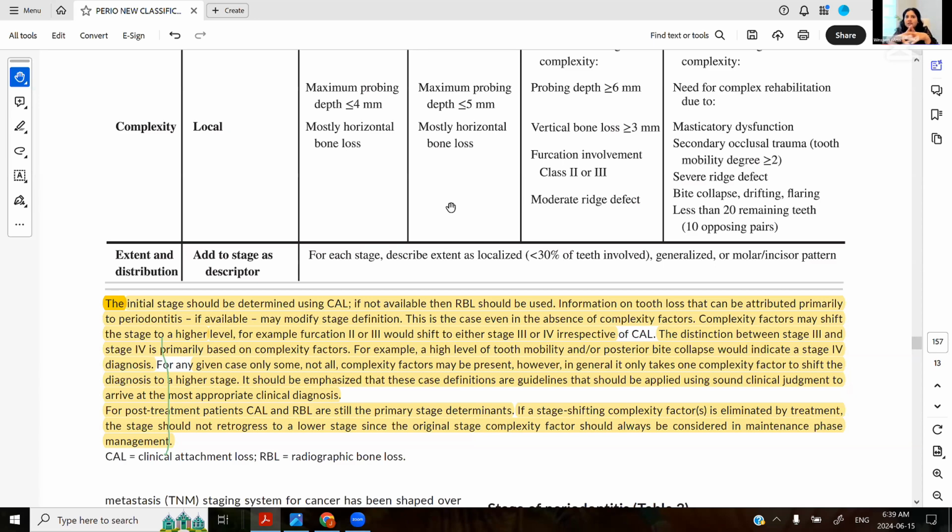So anywhere you see 5 or more teeth loss due to periodontitis, or masticatory dysfunction, or drifting or flaring, and severe ridge defect, you would immediately be able to classify and put it into stage 4. Yes or no?